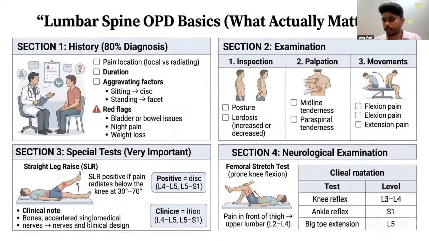So what should you do in your OPD basics? What actually matters? See, history taking is very important. Whether the patient had any trauma, whether the patient is having any local pain or radiating pain, you need to ask the patient for history.